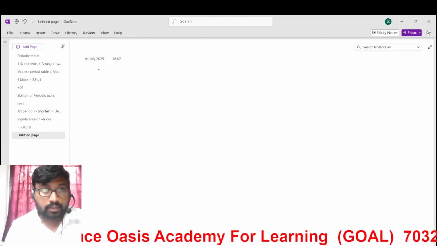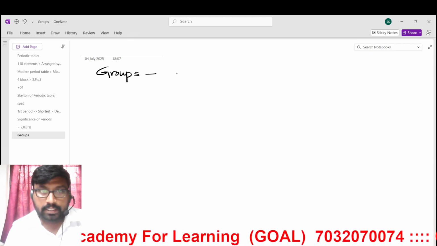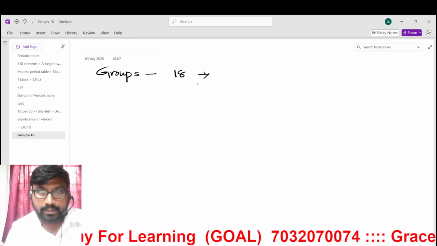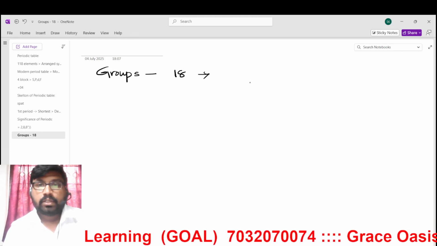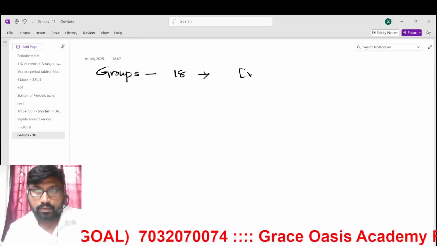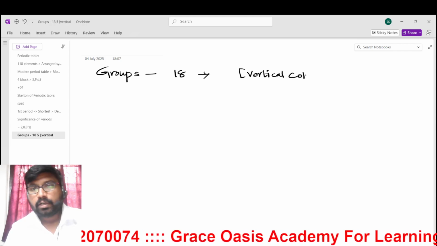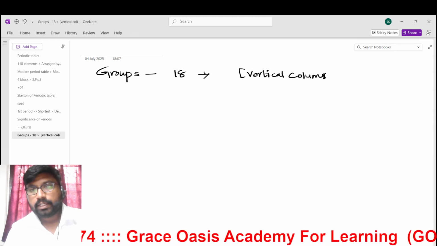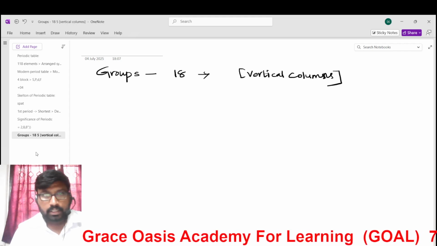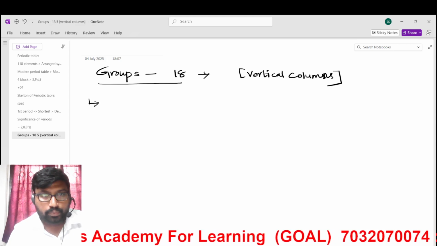Groups. We have 18 groups. Groups in the periodic table are 18. Okay, 18 groups. In 18 groups, how are they arranged? Vertical columns. Okay, vertical columns, right? So what is the use of groups?